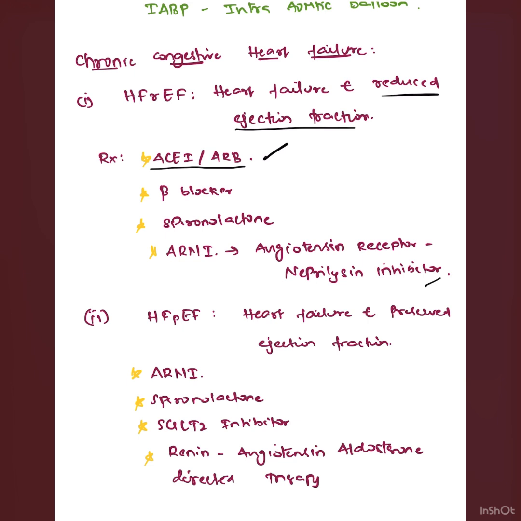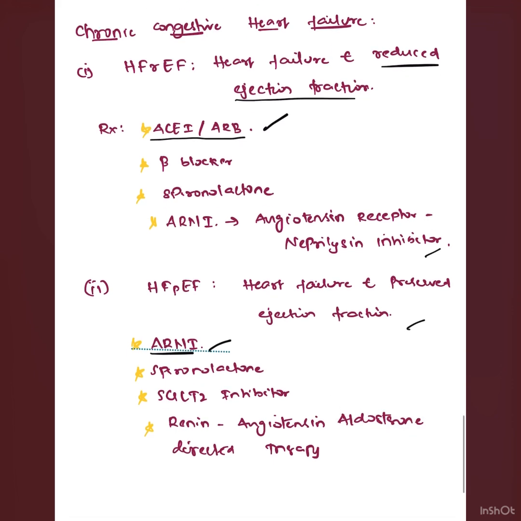Next is heart failure with preserved ejection fraction. Here the first line drug is ARNI, which is angiotensin receptor neprilysin inhibitor. Since the ejection fraction is preserved, ARNI is the drug of choice. Then supportive treatment such as spironolactone, SGLT2 inhibitor, and renin-angiotensin-aldosterone directed therapy can be given. So now we have completed congestive heart failure.